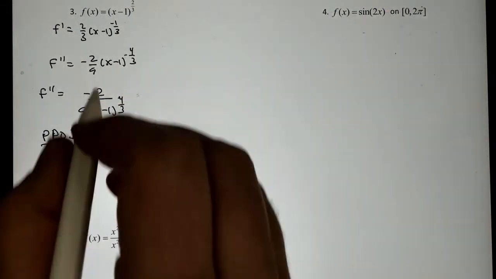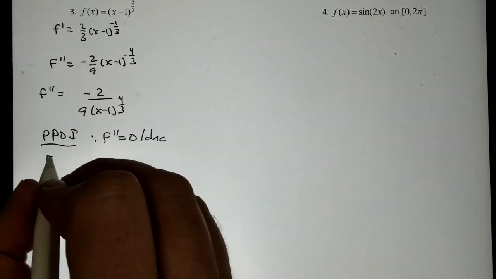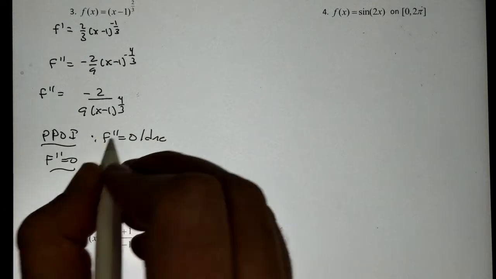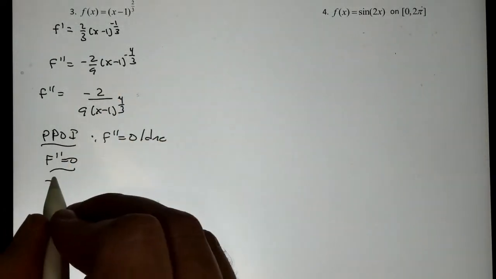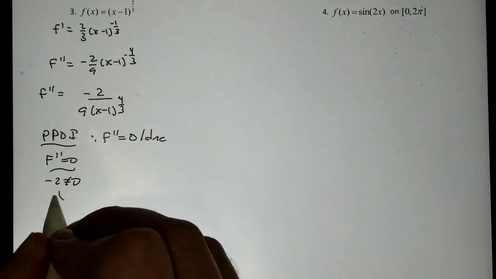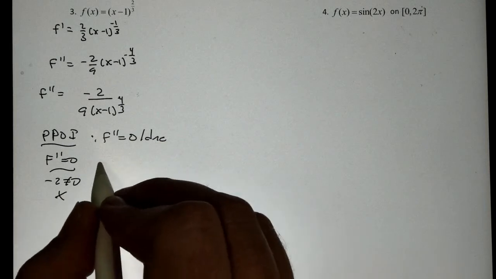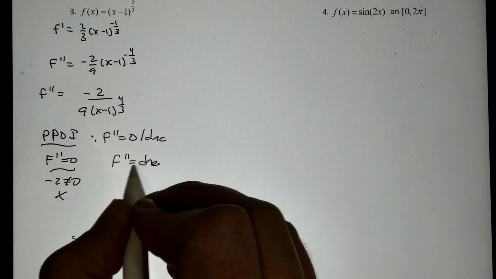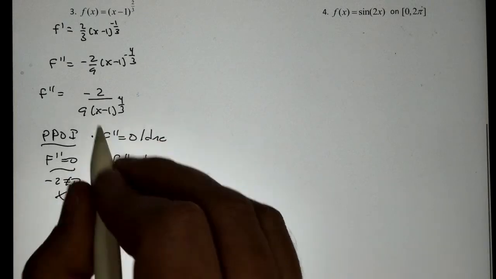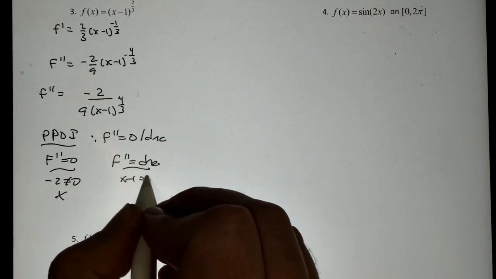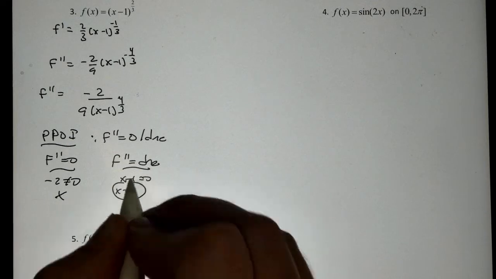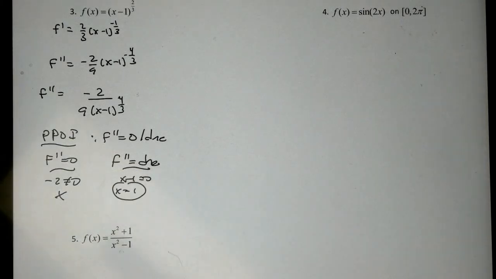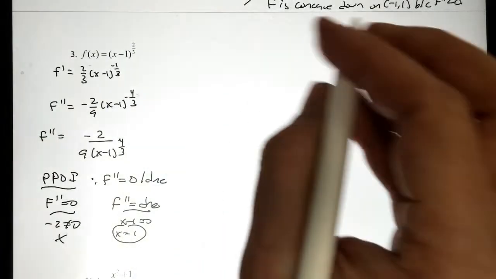And I can find them pretty darn quickly. Is there any place where the second derivative is 0? Well, there's nothing on top except the negative 2, and negative 2 can never equal 0, so I don't worry about that. Where does the second derivative not exist? That's the bottom. I really only care about the bottom here. x minus 1 equals 0, and I get 1. I only have one possible point of inflection. And now we've got to test it, though.